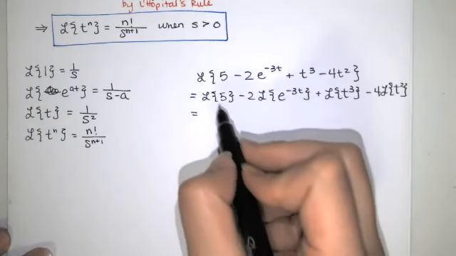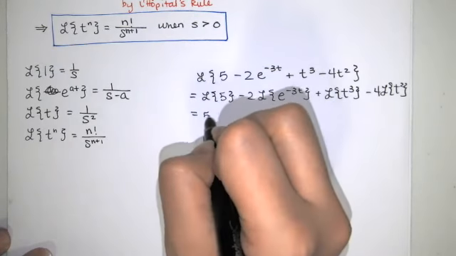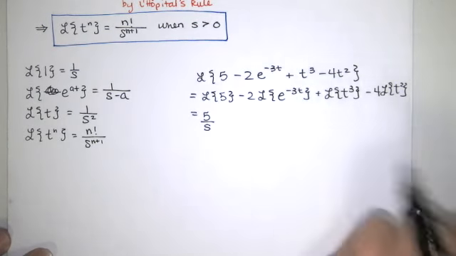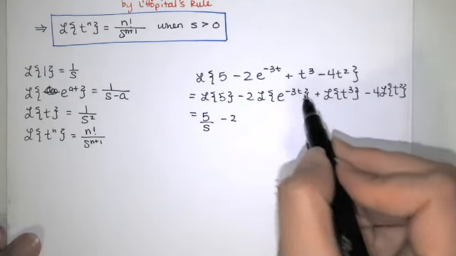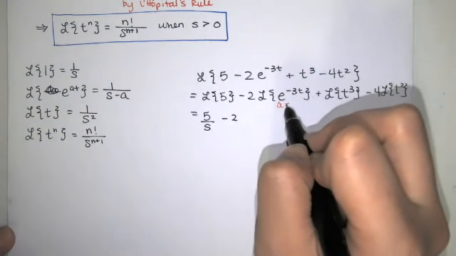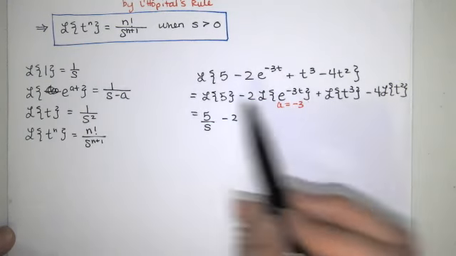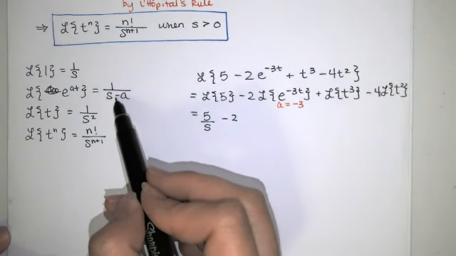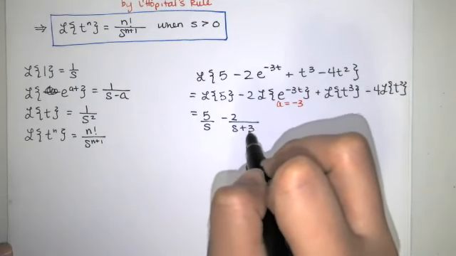The Laplace transform of 5 you can think of as 5 times the Laplace transform of 1. Laplace transform of 1 is 1 over s, so the Laplace transform of 5 is 5 over s. Then we're subtracting 2 times the Laplace transform of e to the negative 3t. Well, a in that case is negative 3, so just by using pattern matching, the Laplace transform of e to the negative 3t is 1 over s minus a, negative 3, so that's just 1 over s plus 3.